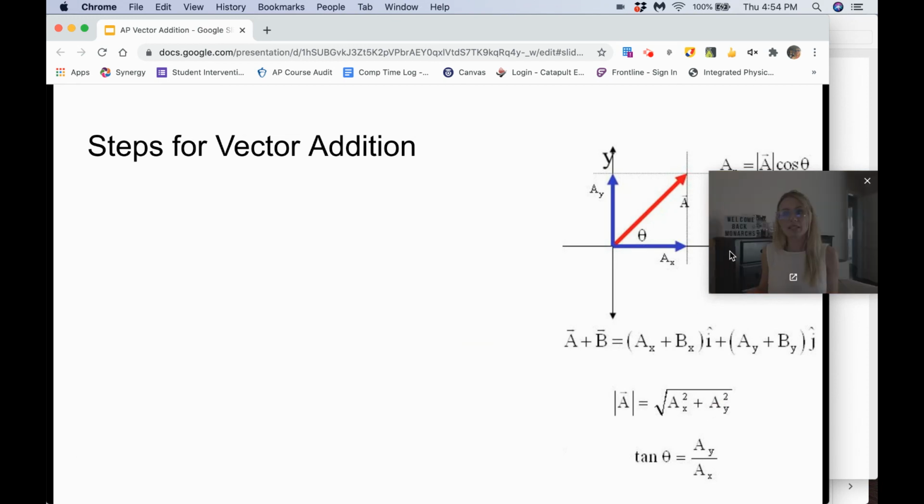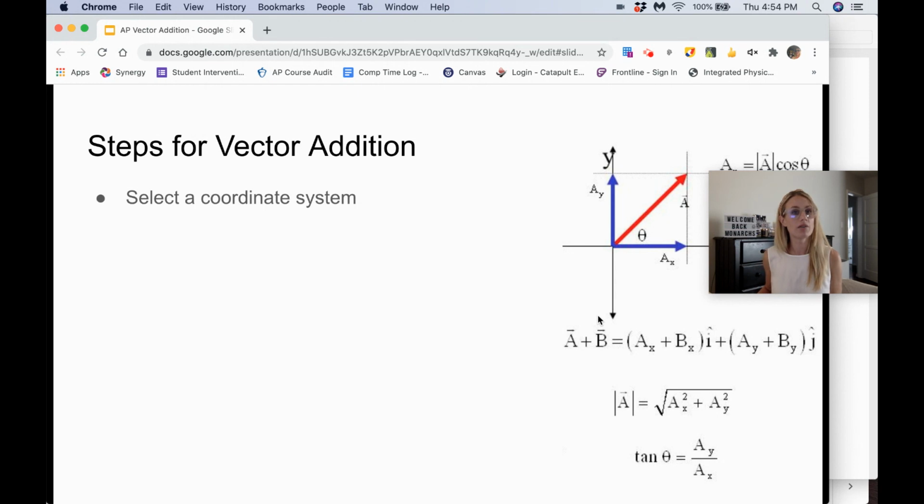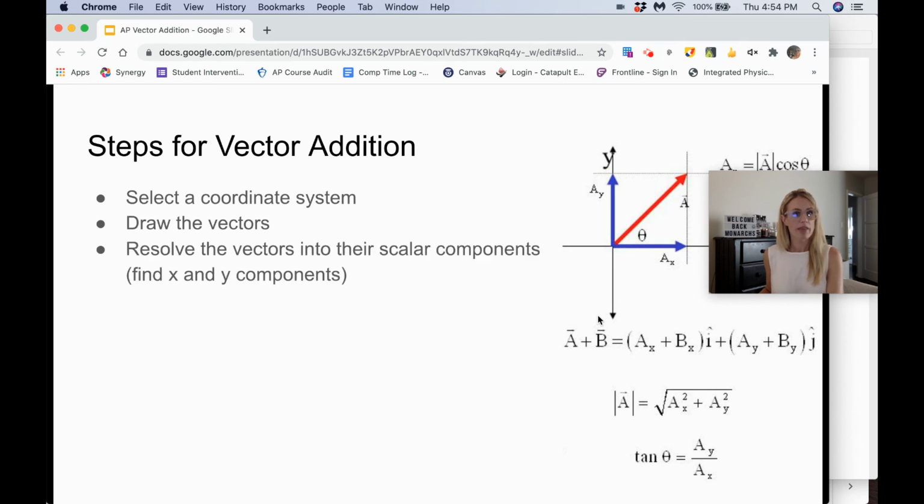All right, last but not least, I want to talk about the steps for vector addition. So number one, we want to select a coordinate system. Our coordinate system is usually just x and y. Sometimes we have, of course, north, south, east, west, but I usually just call x horizontal and y vertical. Then we want to draw the vectors. Then we want to resolve the vectors into their scalar components. So all I mean by scalar components is just finding the x and y components.